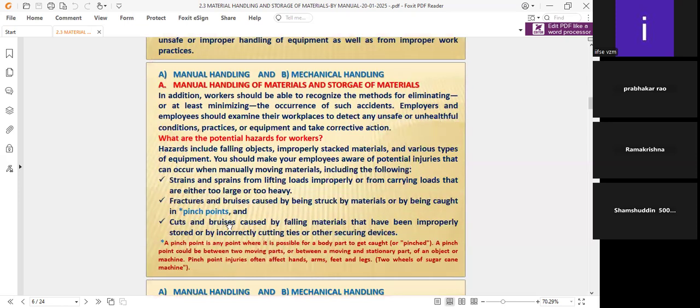In addition to the work, these things are very important before going deep into manual handling. Though everyone knows about manual handling and takes it very simply, it carries a lot of importance, in order to control property damage, but also to control human errors and thereby the ergonomics of the employee, so that strain of the organs of the body will not occur. In addition, the workers should be able to recognize the methods of eliminating, or at least minimizing, the occurrence of such accidents.